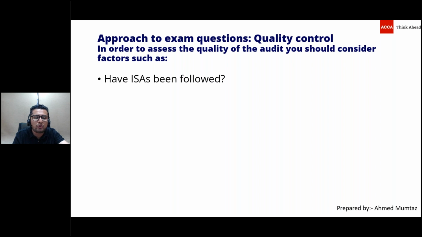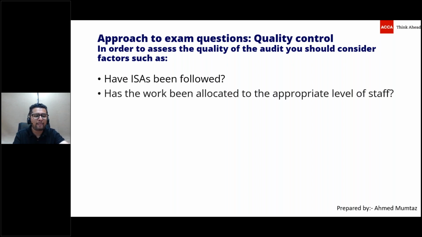You have to look whether proper auditing standards have been followed during the audit. It's not about the accounting standards. Accounting standards are applied by the client when they are preparing the financial statements. It's about the audit, it's about the quality with respect to audit. So we need to focus on whether the standards with respect to auditing have been followed properly.